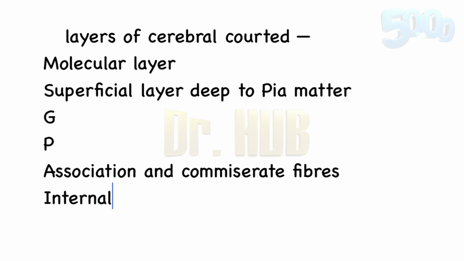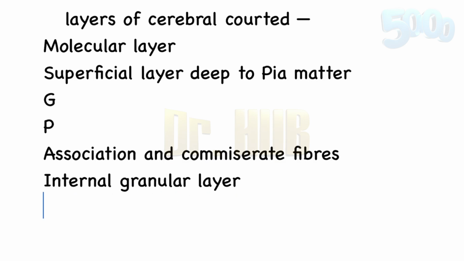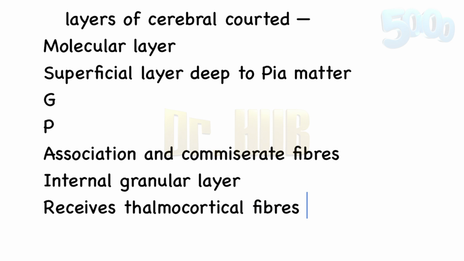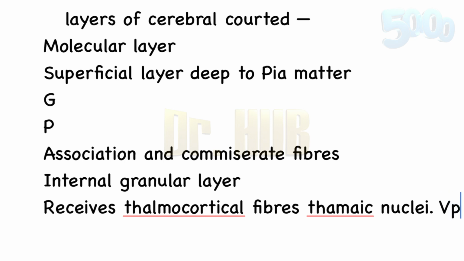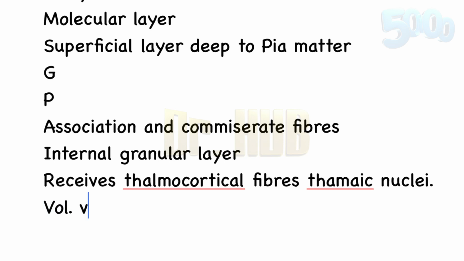Next is the internal granular layer. The internal granular layer receives the thalamocortical fibers from the thalamic nuclei of the ventral tier, that is the ventral posterolateral, so we call it VPL. Then we also call it the VPM.